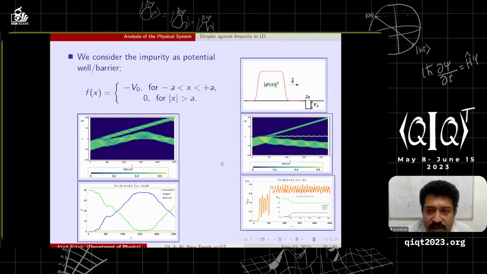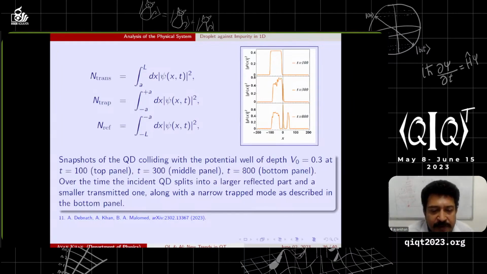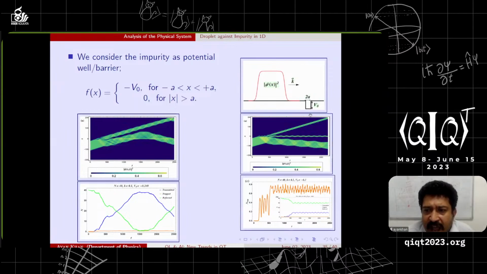Now, what do we consider? We consider an impurity potential of this type, and it can be a potential well or a potential barrier. In our recently submitted work, we have discussed both the barrier and the well, but since the well gives more interesting features, for the timing I'm concentrating more on the well. If you want more details about the barrier, you can get them from here. So the situation is that you have a potential well in the landscape, and the droplet is moving with some velocity k.